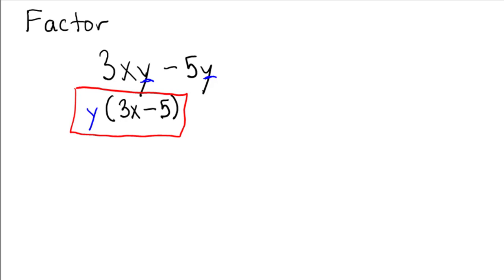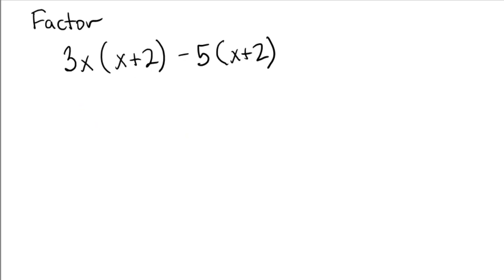Okay, now the next one. Pause the video if you want to give this a shot on your own, but it's almost the same as the last one, but instead of y, we now have this binomial x plus 2. So I'm going to use the same kind of approach. I see a common x plus 2, so I'm going to simply pull that out in front of my factoring.